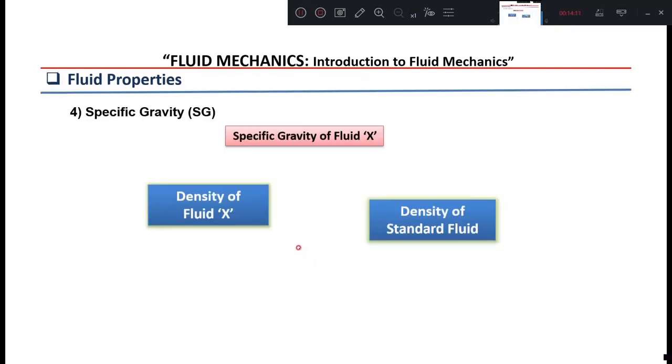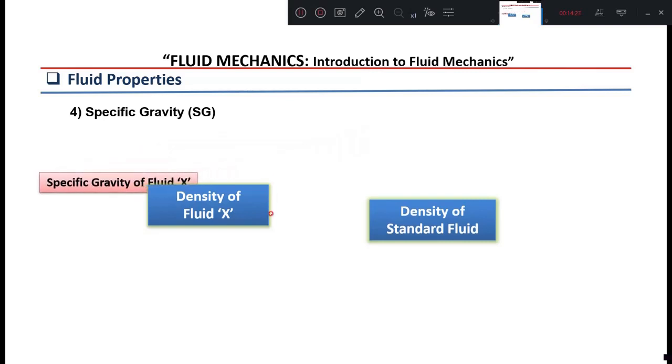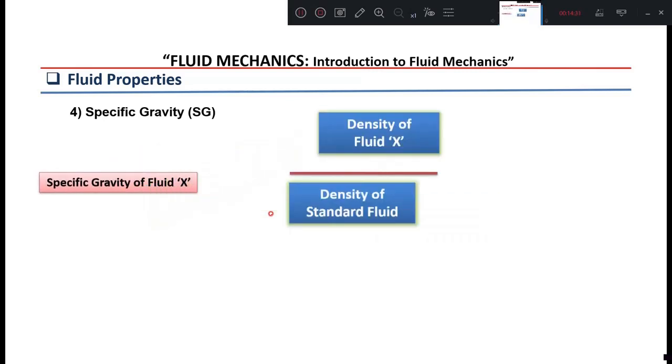So next, a very important definition is specific gravity. It is defined as the ratio of weight of a given fluid to the weight of a standard fluid of volume equal to the volume of the fluid. So the specific gravity of fluid X is equal to the density of fluid X divided by the density of the standard fluid. For a liquid, the standard fluid is taken as water, and for a gas, air is taken as the standard fluid. So it is the ratio of density of any fluid divided by density of the standard fluid.